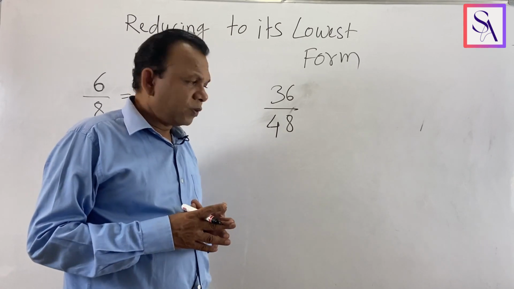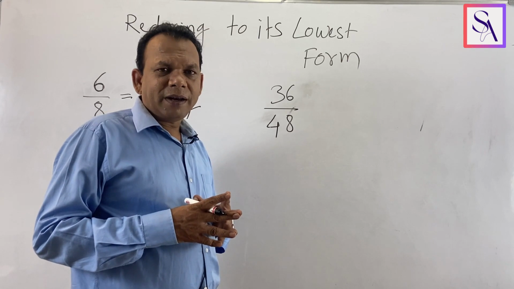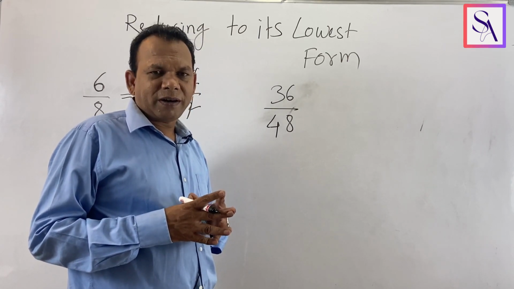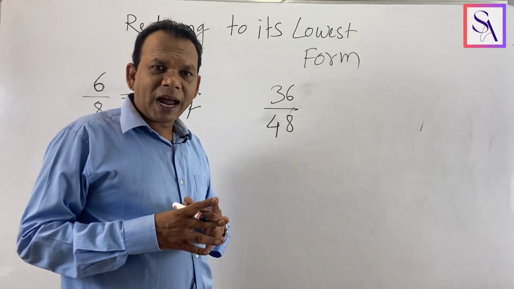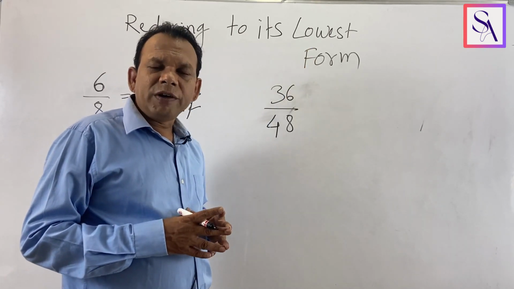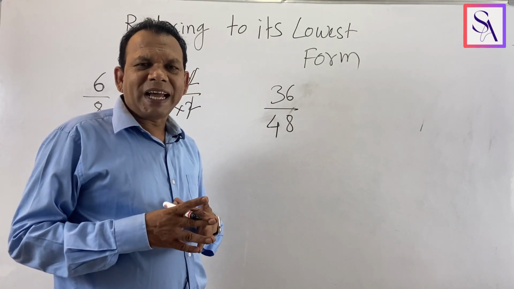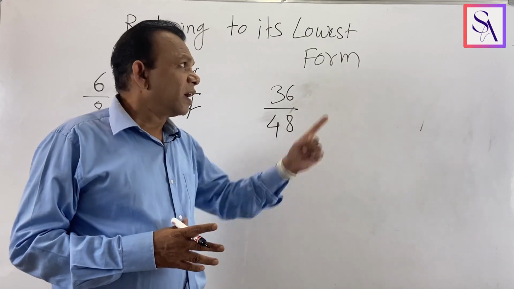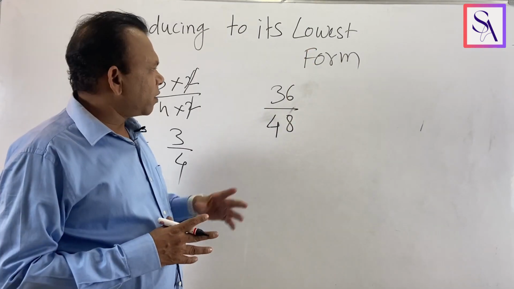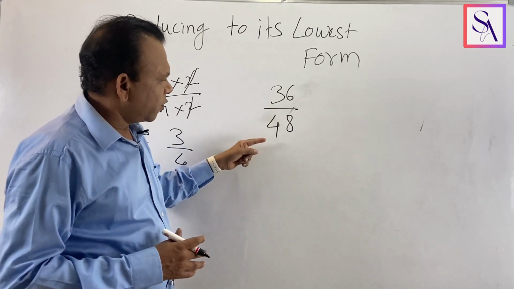So what to do? We have learned the HCF method, right? We know how to calculate HCF, highest common factor. If you do not know that HCF, then click this link. You will find a detailed video which will explain how to find HCF and LCM. So click this I button and you will get that video. So coming back to the problem, we have to find the HCF of 36 and 48.